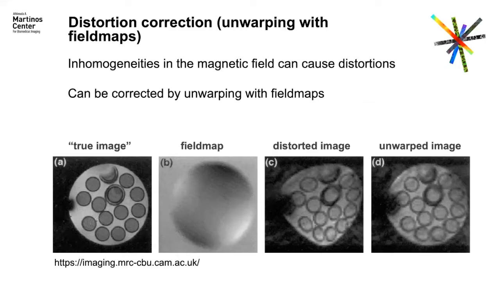Here is an example with a phantom. On the left there is the original true image. Then there is a field map of the external field inhomogeneities, and without correction we would get a distorted image like in figure C. But when we take those inhomogeneities into account, we can unwarp the image, and that looks quite nice compared to the true image.